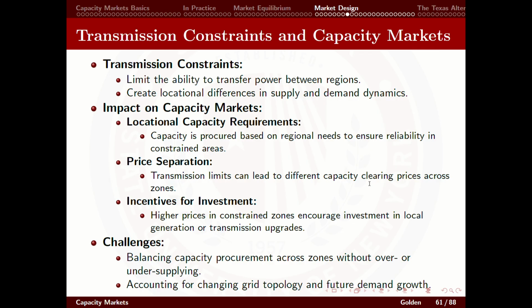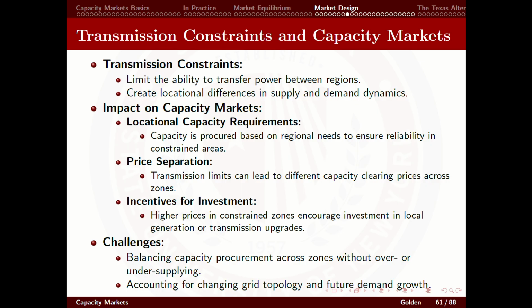So how do transmission constraints, something we talked about a few times in the class, interact with capacity markets? They limit the ability to transfer power between regions. They create locational differences in supply and demand dynamics, and then they can create this weird trade-off where you want to have a granular enough capacity market to encourage capacity procured based on regional needs, but you don't want to overpower and give market power to capacity providers in a specific region.